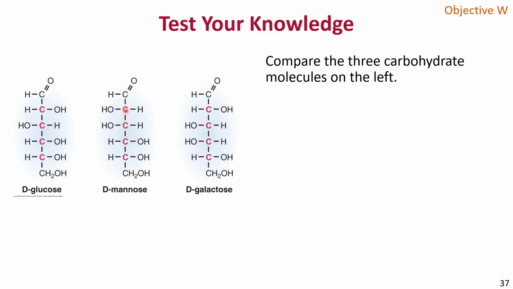Wait, why do you call that the second carbon? Because the most oxidized carbon is the aldehyde group. So that's carbon number 1, 2, 3, 4, 5, and 6. The CH2OH is the 6th. Now let's go all the way over here to galactose.